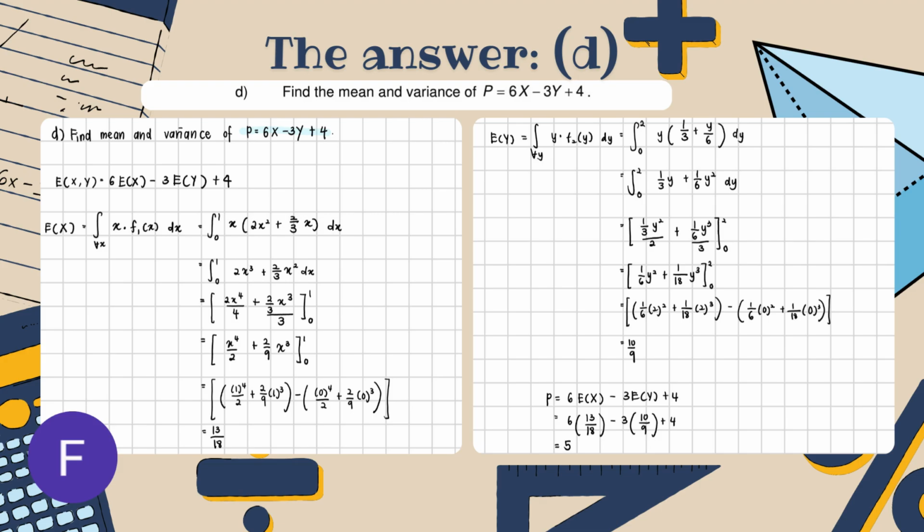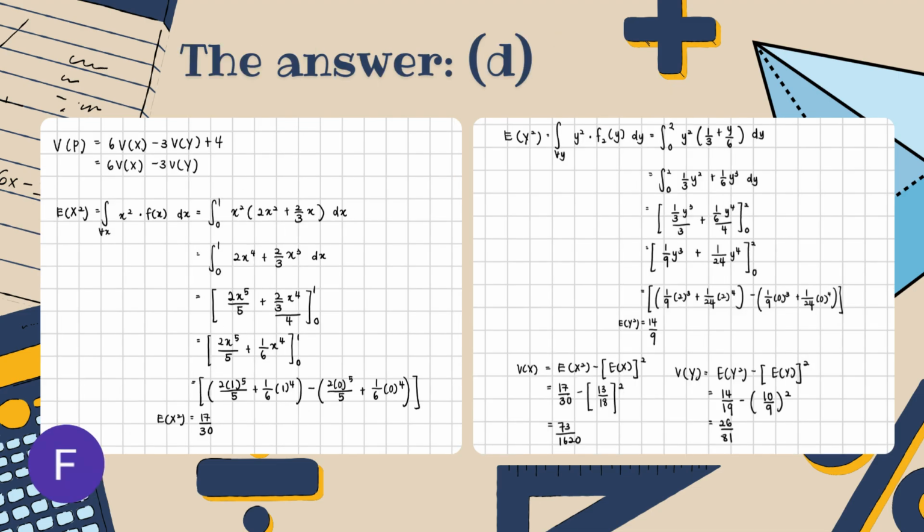Since we already know E(X) and E(Y), we put them back in the equation, which is 6 times 13 over 18 minus 3 times 10 over 9 plus 4. Then we will get the mean of P is 5. For the variance, since the variables are dependent, we need to include covariance. The equation for variance of P is 36 Vx plus 9 Vy minus 36 covariance xy.